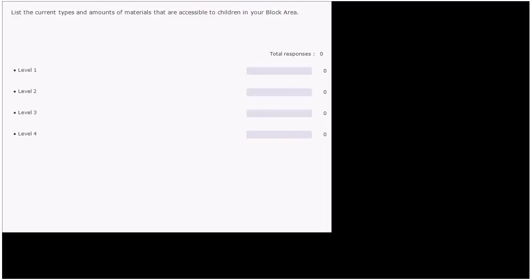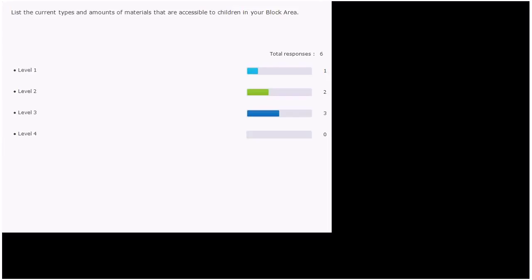Next question. List the current types and amounts of materials that are accessible to the children in your block area. Level 2. If anything, this would be either a pre-training or a post-training. So whose behavior is it looking at? You're right. Okay, now we'll explain this one.